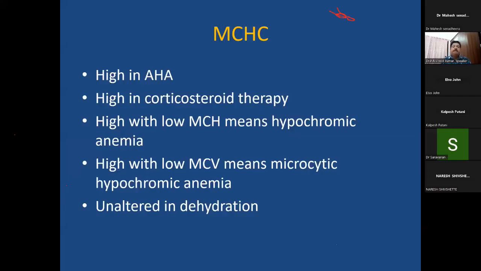MCHC high with low MCH means it is a hypochromic anemia, very commonly seen in hemolytic anemia. And high with low MCV means it is microcytic hypochromic anemia, very commonly seen in hemorrhagic anemia. So if the MCHC is high with low MCH, it can be hemolytic anemia. And if the MCHC is high with low MCV, it is hemorrhagic anemia.